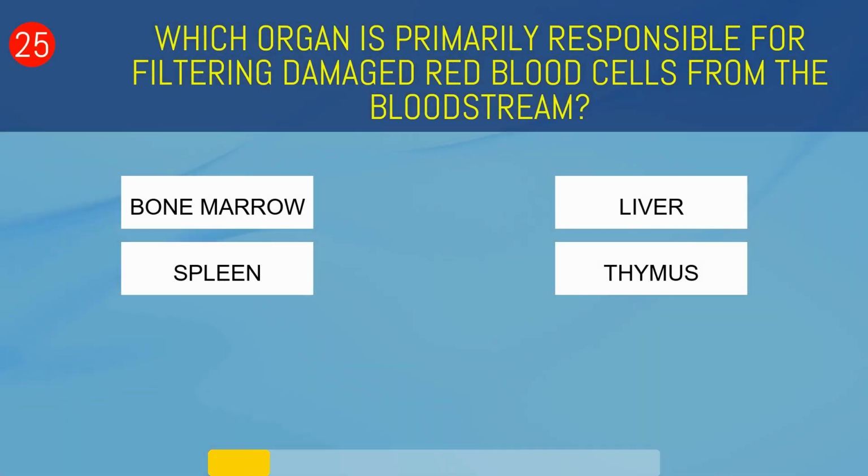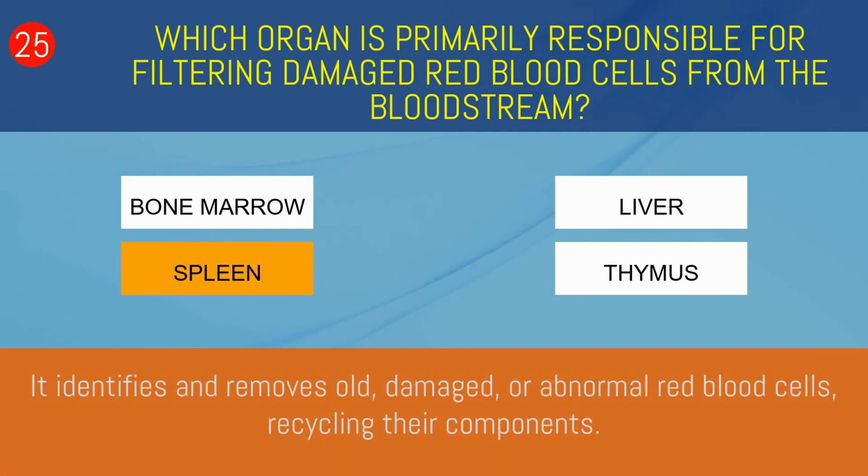Which organ is primarily responsible for filtering damaged red blood cells from the bloodstream? Bone marrow, spleen, liver, or thymus? Spleen. It identifies and removes old, damaged, or abnormal red blood cells, recycling their components.